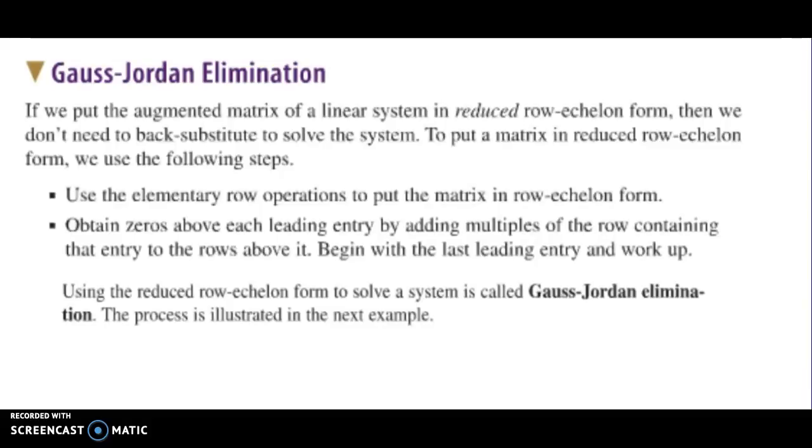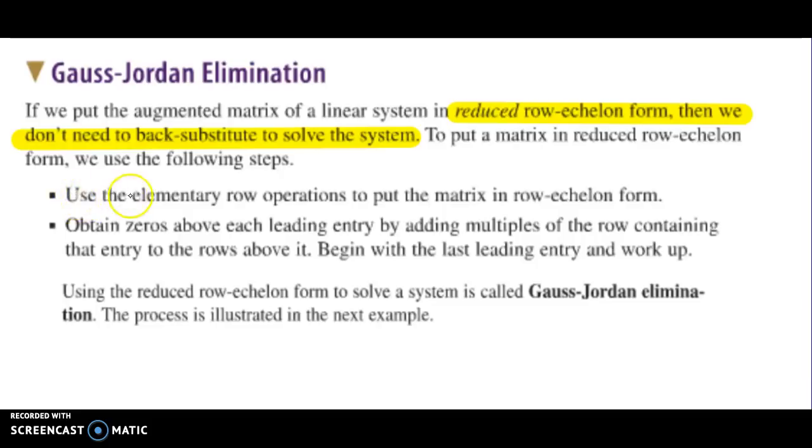Okay, so let's talk about Gauss-Jordan elimination. I'm going to highlight some things as we read through this. If we put the augmented matrix of a linear system in reduced row echelon form, then we don't need to back substitute to solve the system.